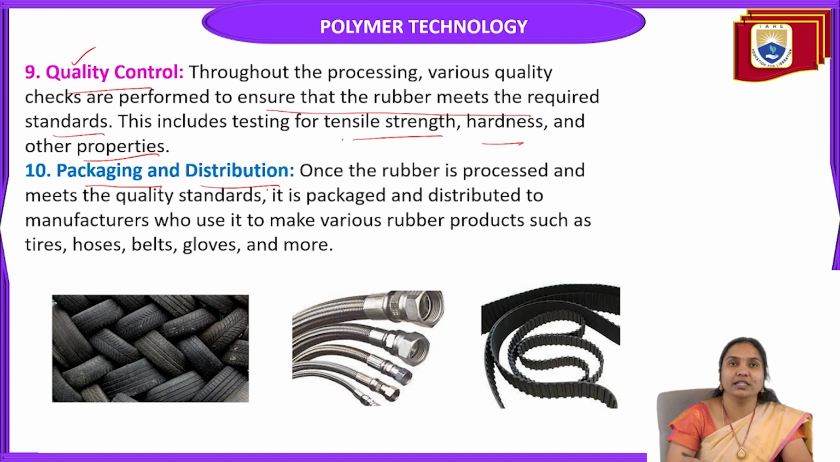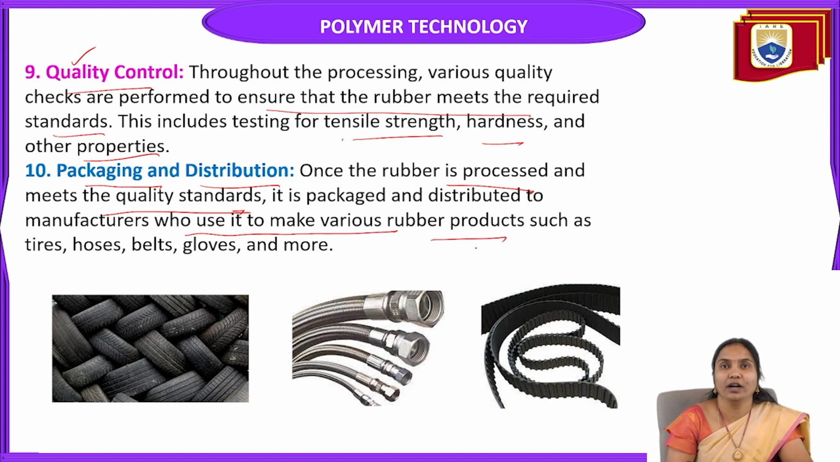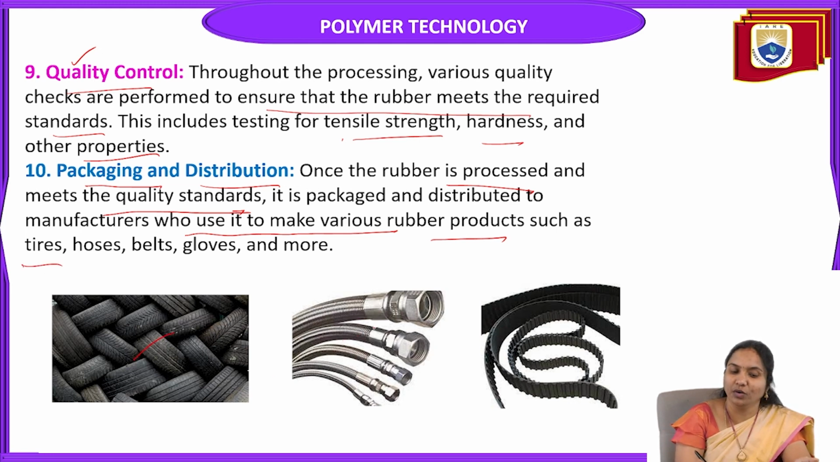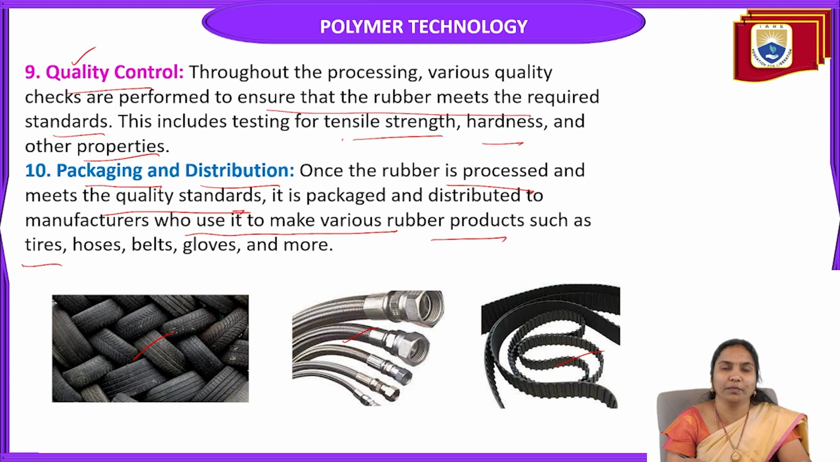And next, packaging and distribution. Once the rubber is processed and meets the quality standards, it is packaged and distributed to manufacturers who make various rubber products. After the rubber sheets are processed and quality is checked, they are used to make various rubber products, for example tires, hoses, connectors, belts, gloves, and more.